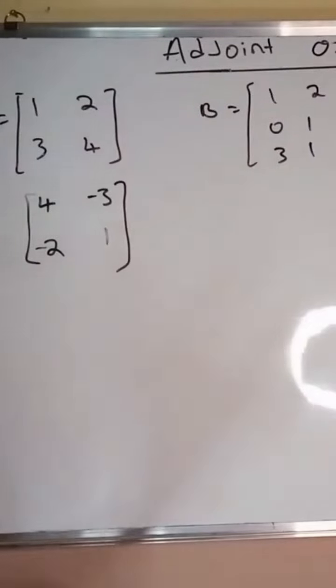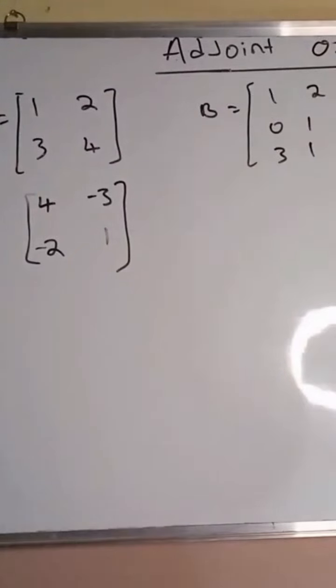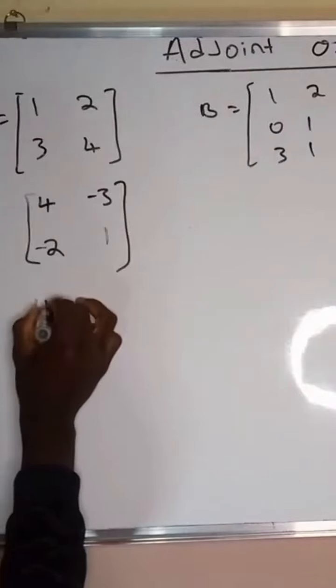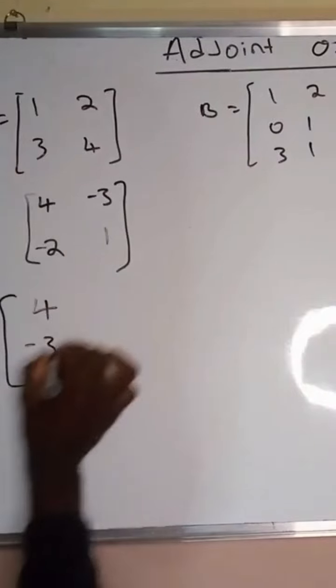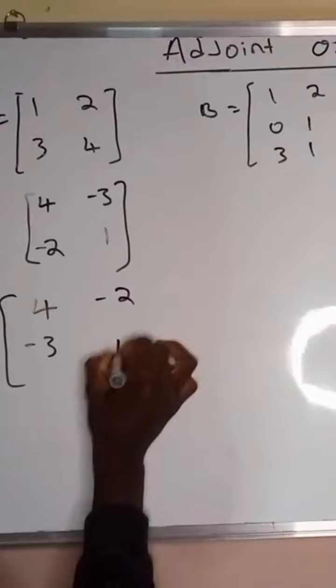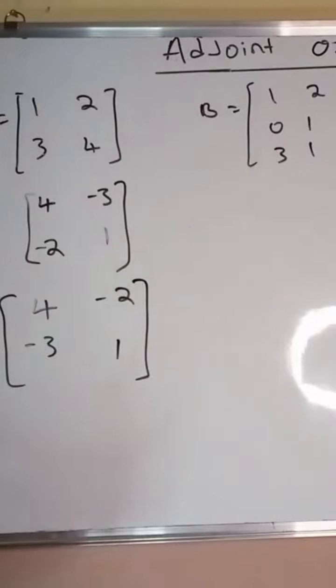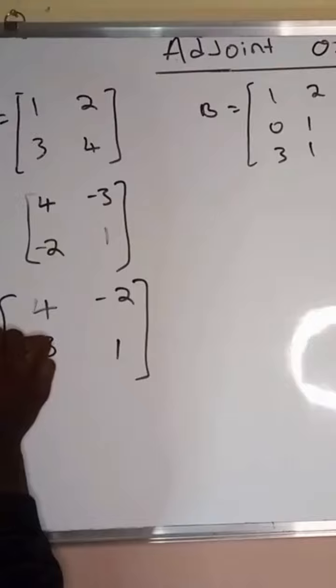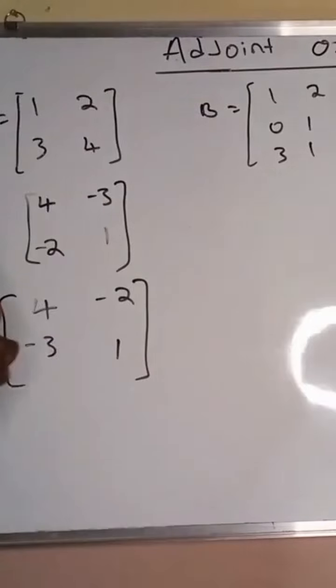So therefore, I have to transpose this matrix, the cofactor. So I will have 4, minus 3, minus 2, and 1. This is the adjoint of this 2 by 2 matrix.